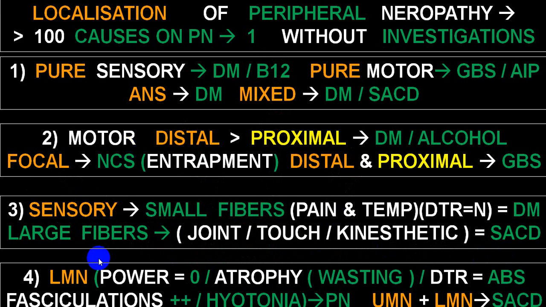And in the motor system, if it is lower motor neuron involvement, power 0, there is atrophy, deep tendon reflex is absent, fasciculation is present, there is hypotonia, and peripheral nerve distribution. Suspect peripheral neuropathy. But if there are upper motor neuron findings like hypertonia, there is a little amount of power, deep tendon reflex is brisk, there is no wasting, and there are also lower motor neuron findings, then in that particular condition, suspect subacute combined degeneration.